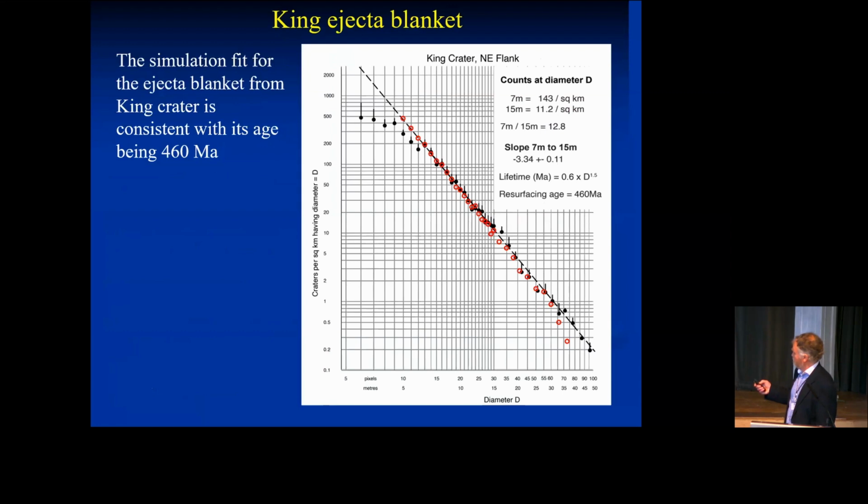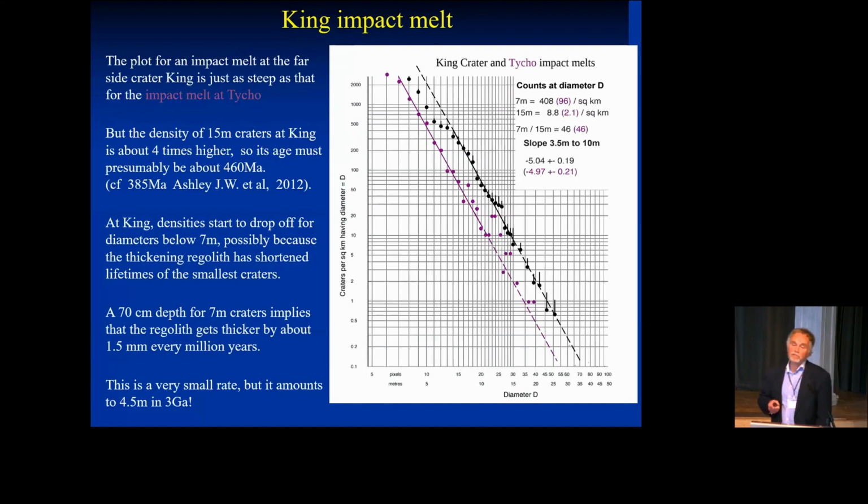This is, not too far. This is the results for King crater. Again, this is an impact melt at King crater, and it also has a slope of -5. Again, these craters have lasted a very, very long time.